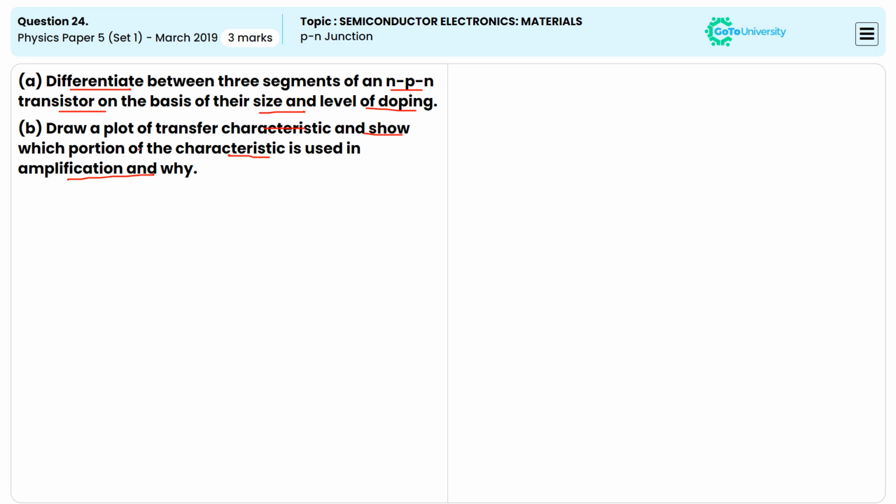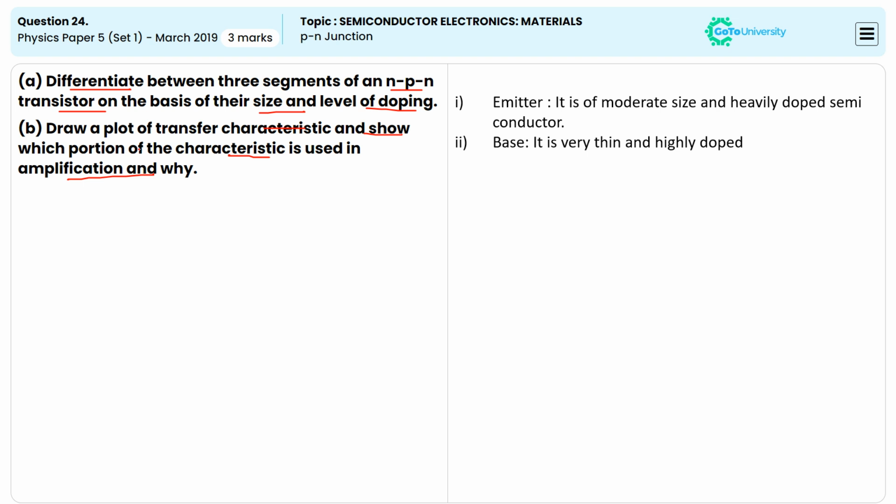First part of the question: the difference is based upon the different segments. The emitter is of moderate size and a heavily doped semiconductor. The base is very thin and lightly doped. The collector is moderately doped and larger in size than the emitter. In this way, we can differentiate the different segments of an NPN transistor.